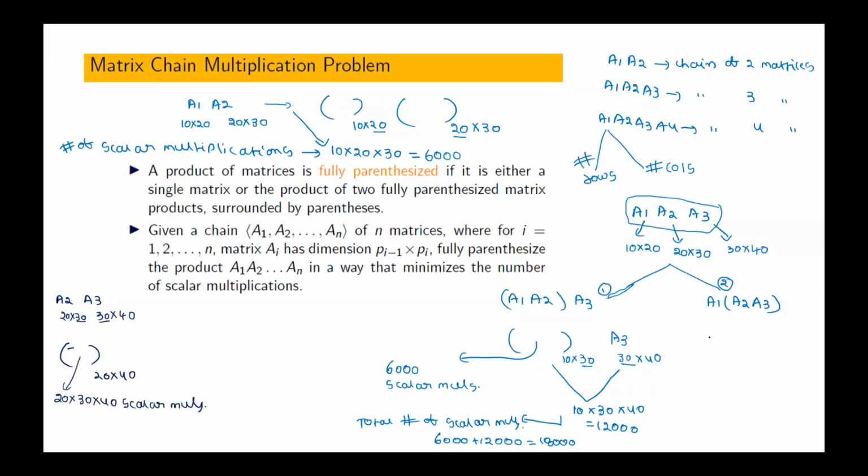Okay. So A1 is 10 by 20, and this matrix is 20 by 40. Now in order to find this product, how many multiplications are required? Is that correct? Now what is the total number of multiplications in this case?